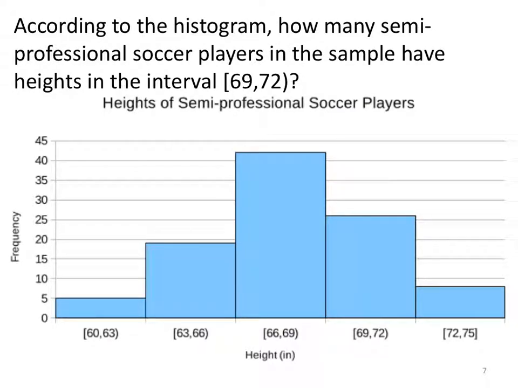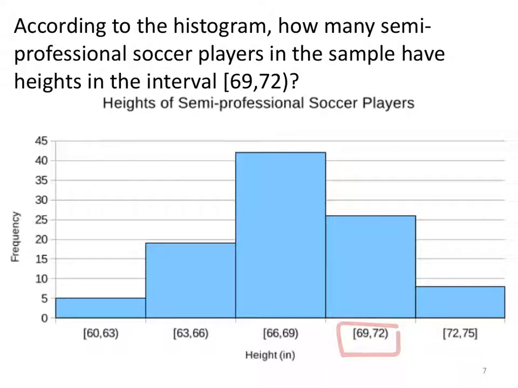Now this one is a histogram because it shows these intervals at the bottom of the graph. We're looking at heights of semi-professional soccer players: between 60 and 63 inches, then 63 to 66 inches, 66 to 69 inches, 69 to 72 inches, and 72 to 75 inches. How many semi-professional soccer players in the sample have heights in the interval 69 to 72 inches?